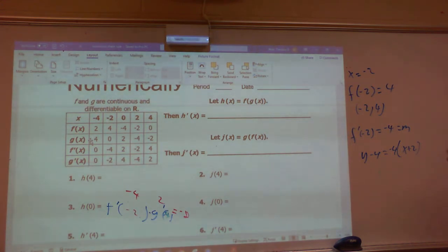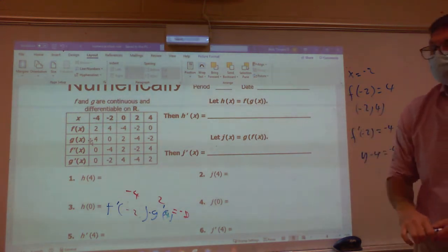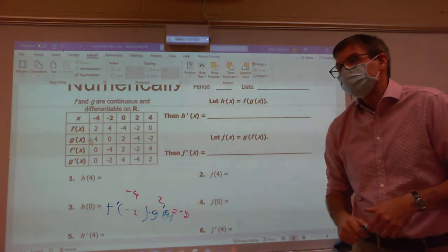Can you do that again? Okay, are you okay that this is your point? Yeah. Are you okay with this is your slope? Yeah. So for the slope, we just plug the x value into the derivative. Well, what does the derivative represent? It's the slope of the tangent line.